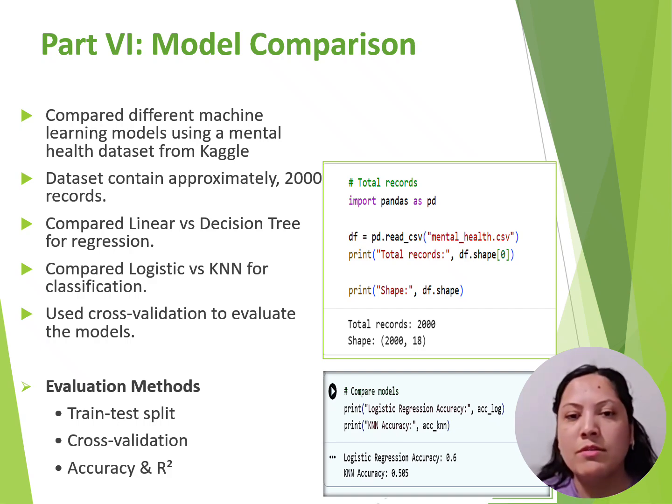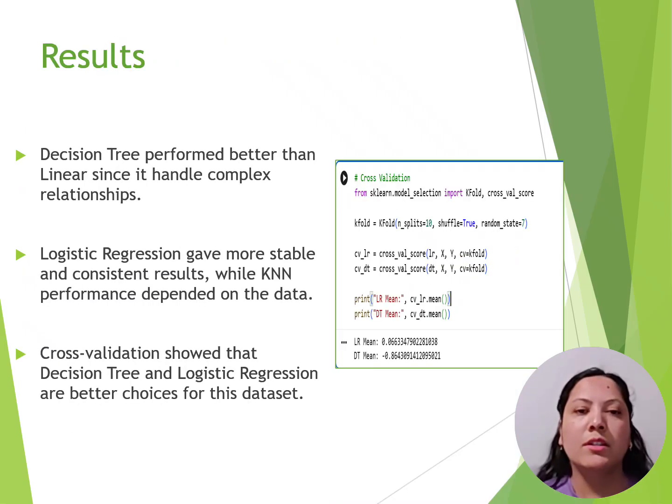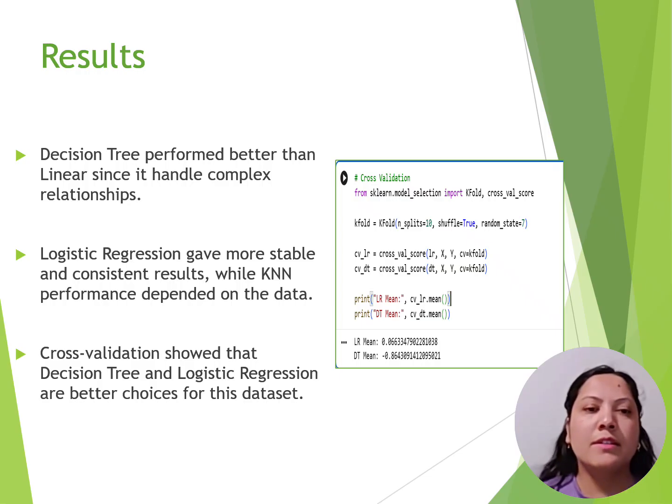From here you can also see the model comparison: logistic regression accuracy was 0.6, and then KNN accuracy was 0.505. From this data set I got the result. After doing all the coding, at the end I got the result that decision tree performed better than linear, since it handled the complex relationships.